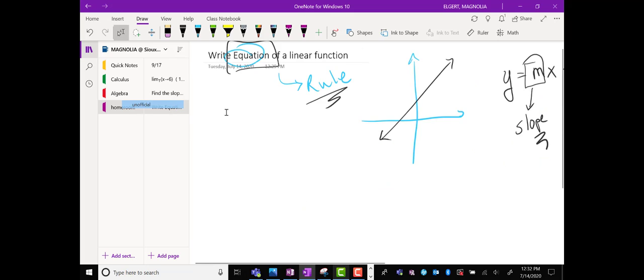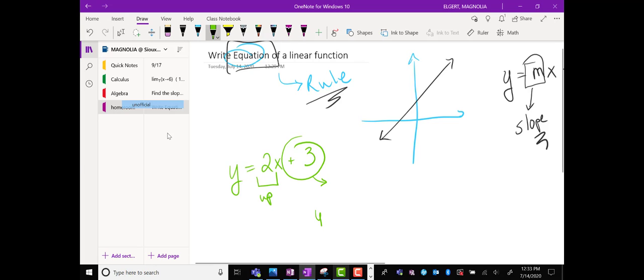So I could do lots of different ones of these. If I wrote the equation y equals 2x plus 3, that's a rule, that means my slope is 2. That means it goes up 2, and my y-intercept is 3. That means it starts at 3.